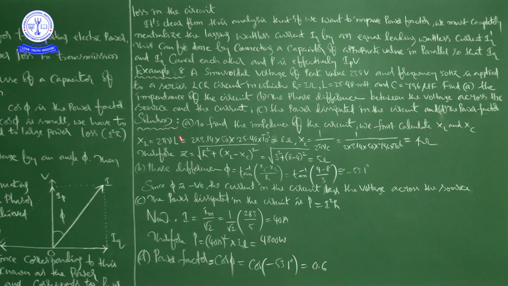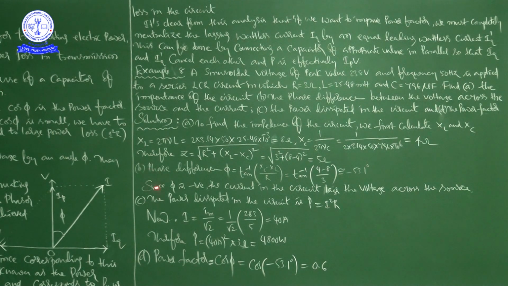Okay, right. So to calculate the impedance of the circuit, you know the formula: Z is equal to square root of R square plus (XL minus XC) square. That is equal to square root of 3 square plus (8 minus 4) whole square. That is equal to 5 ohms, because it will be 9 and 16. And the XL value and XC value we already calculated: XL as 8 ohms and XC as 4 ohms. So finally the impedance we got is 5 ohms.